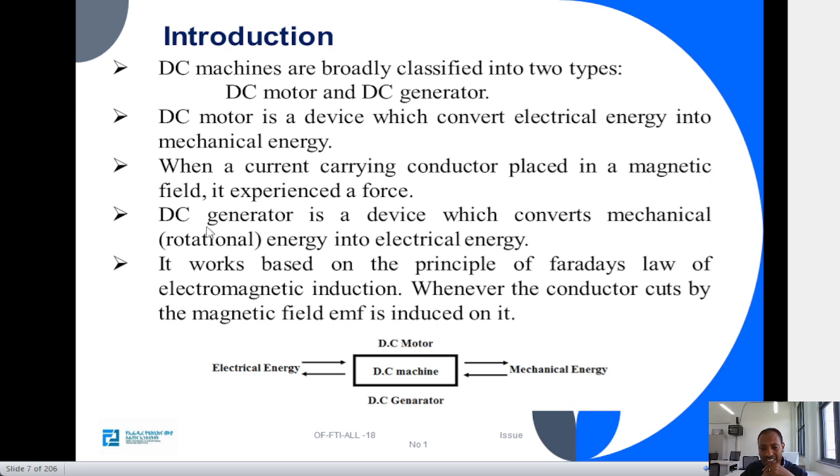And when we come to the generator, which is a device converting mechanical energy into electrical energy, again it works based on the principle of Faraday's law of magnetic induction. What this law says is that whenever a conductor is cut by the magnetic field, an EMF is induced inside the conductor.